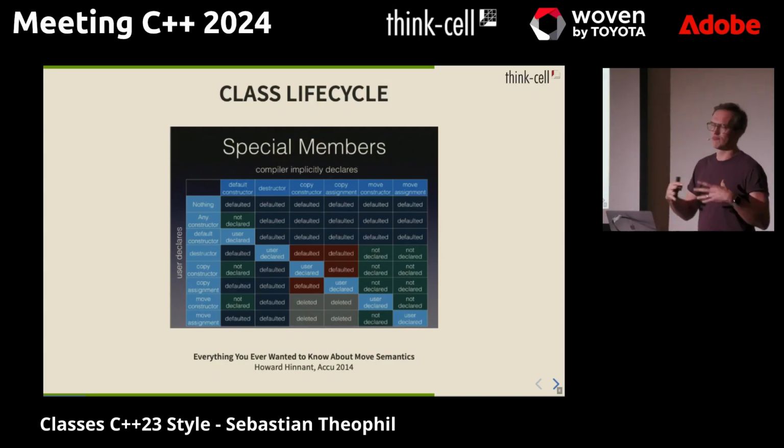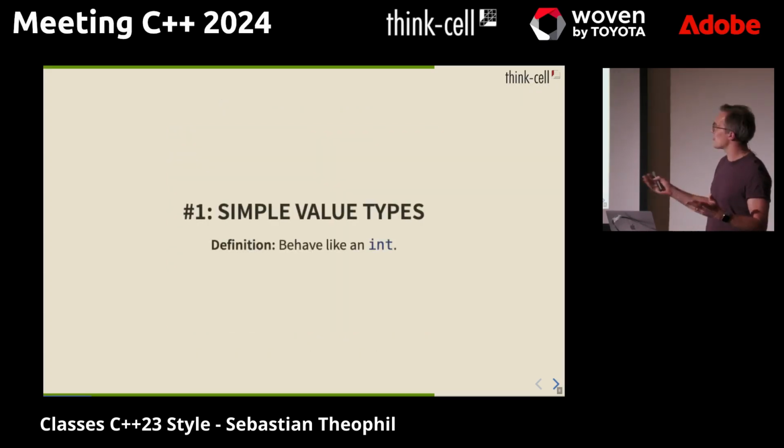And we have to know how to implement those semantics. So the first one I mentioned were simple value types, right? Simple value types, the hand-waving definition is, well, that's anything that should just behave like an integer. Now, there is a better definition.